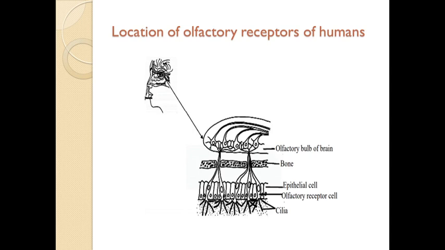So we can see that there are sensory nerve endings extending from the olfactory bulb of the brain to the sensory olfactory receptor cells, or the sensory cells. And we can also see normal epithelial cells as supportive cells. Olfactory bulb is located deep in the temporal lobe of the brain.